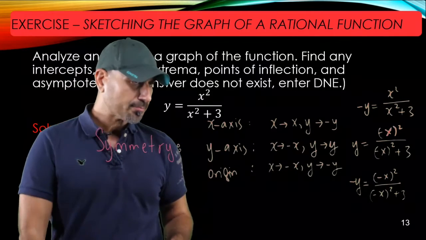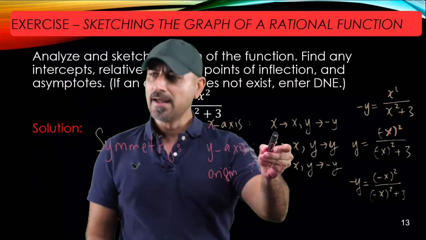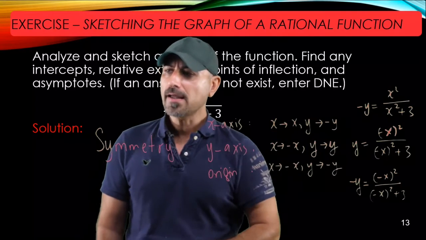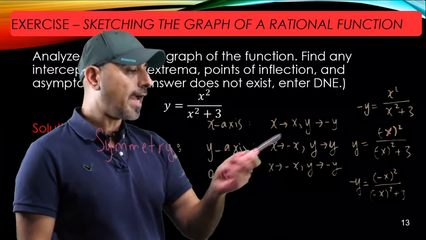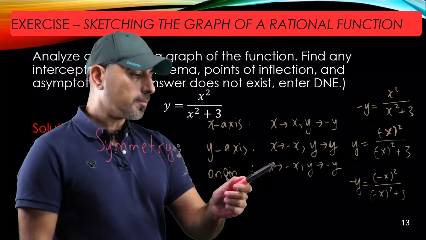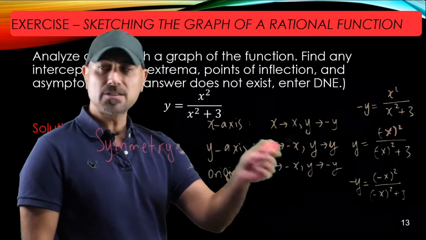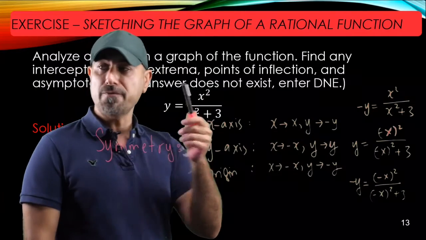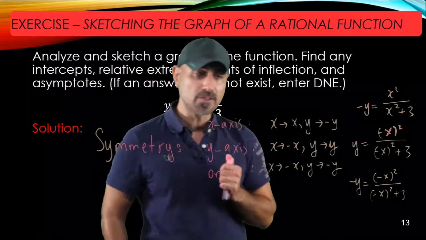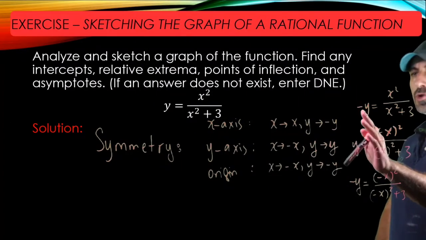For the x-axis symmetry, we replace x by x and y by negative y. For y-axis symmetry, we replace x by minus x, y by y. And for the origin, we replace x by minus x, y by minus y in the description of the function to see if you can get the same expression after these changes. Let's do two of them.